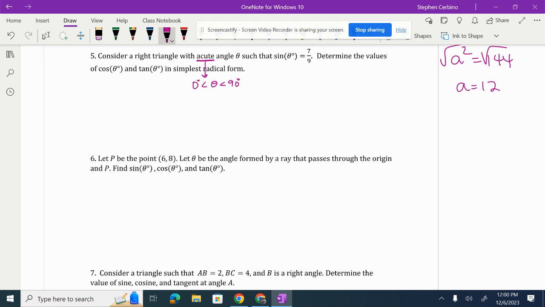And it says such that sine of theta is equal to 7 over 9. So they're telling us we have a right triangle. I need to draw one. Now, you technically could draw this triangle however you want, but we're going to draw it specifically in a way for a reason for algebra 2.